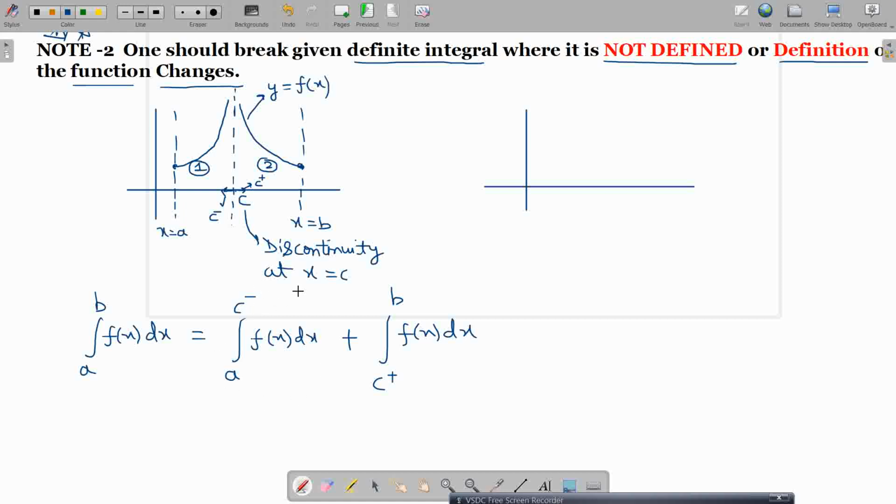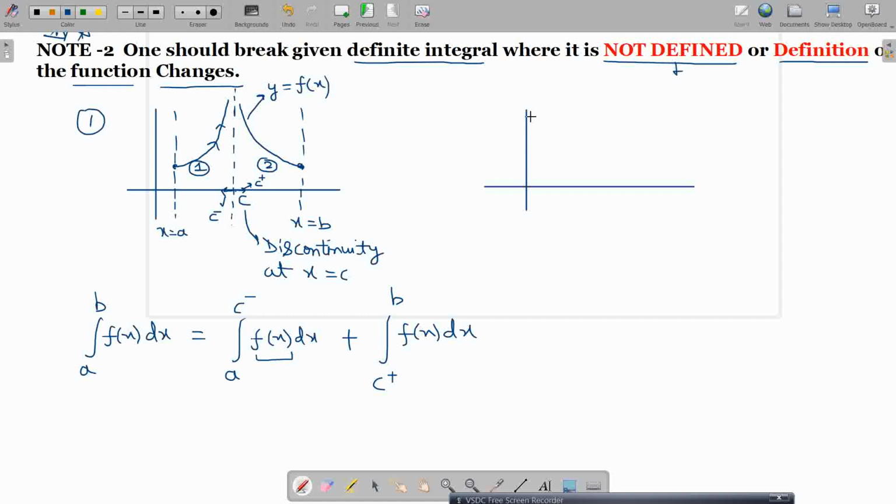Why did I choose this? Because in the integration sign the function should always be continuous within the limits. From a to c minus my function is continuous; there is no break in the first part. Similarly, the second part starts from c plus and ends at b, so there is no discontinuity in this interval. That's why we have to write it like this. So this is the first case where your definite integral is not defined.